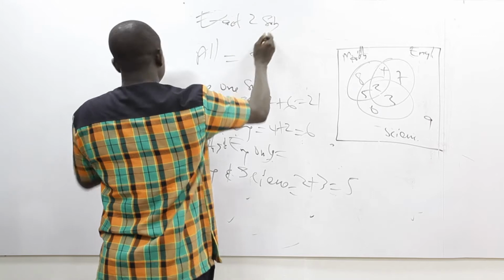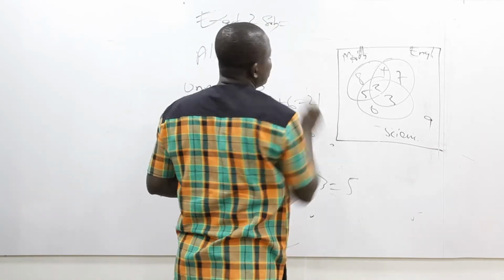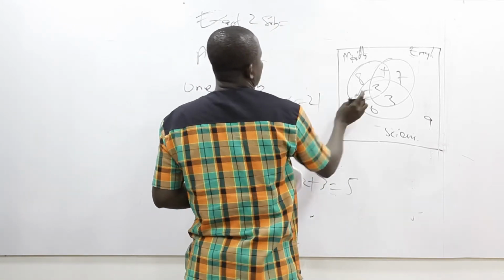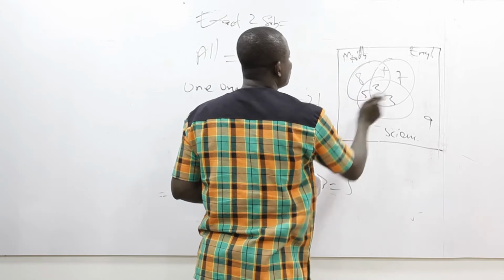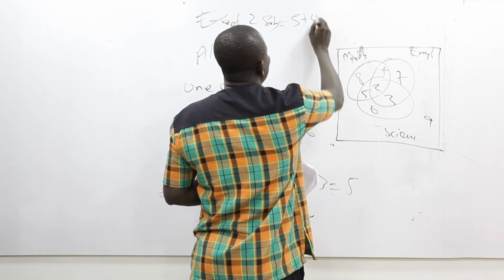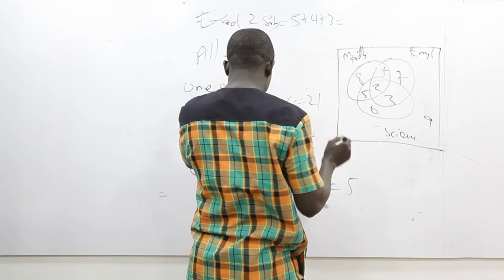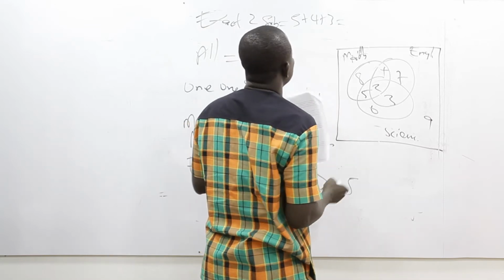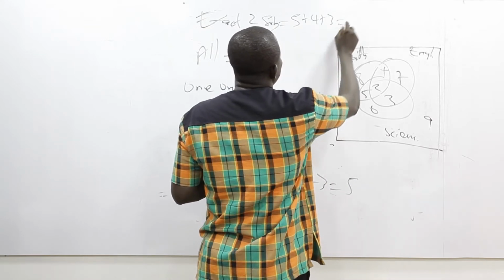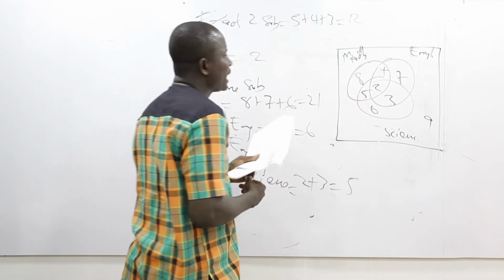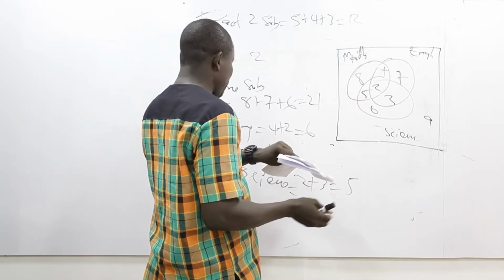Exactly 2 subjects is, look at it, 5 plus 4 plus 3. Exactly 2 subjects is 5 plus 4 plus 3. And that will be, here is 9, so that will be 12. Okay? And basically that is how it is.